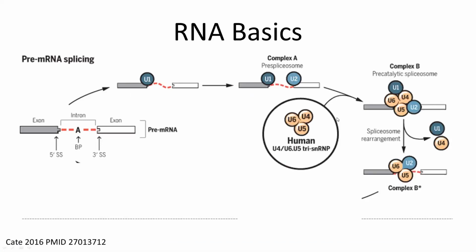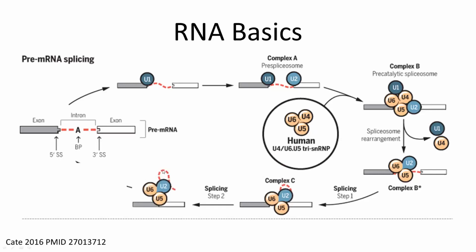And at that point, complex B forms. It brings in this complex of the human U4, U6, U5, also known as the tri-snRNP. And at some point, there's a rearrangement of this complex, and a couple of them leave. These get recycled to continue the process for other splice sites. And then the splicing actually occurs, leaving this intron to come out in the famous lariat shape.